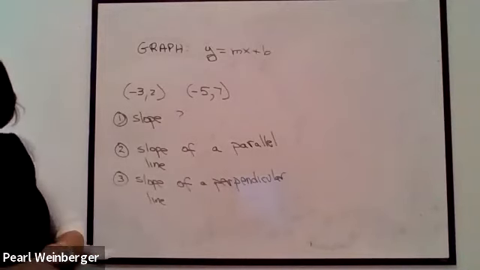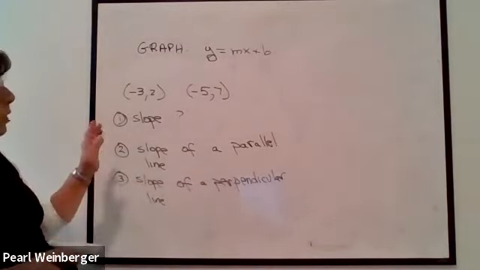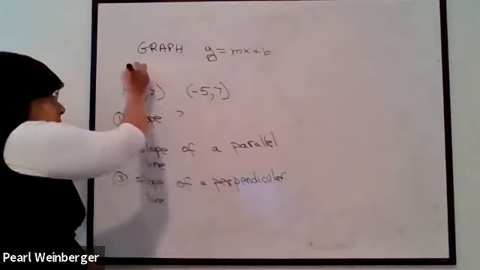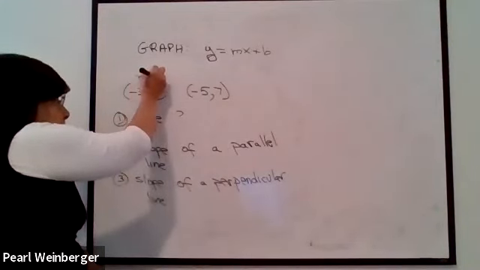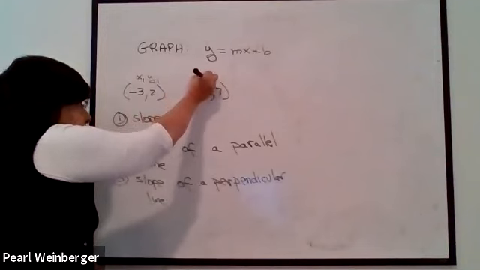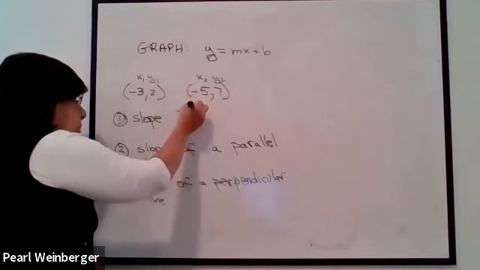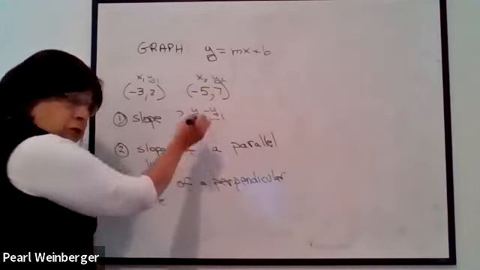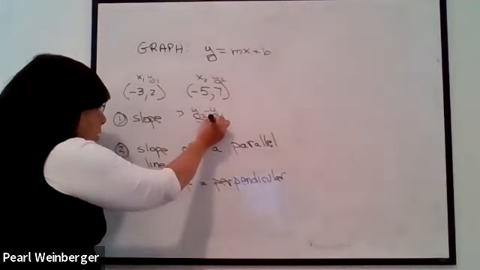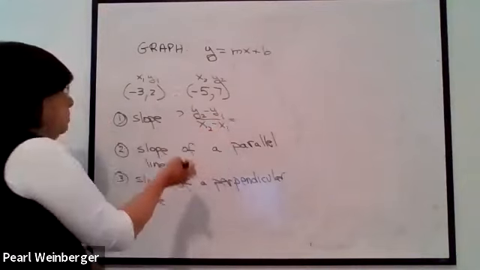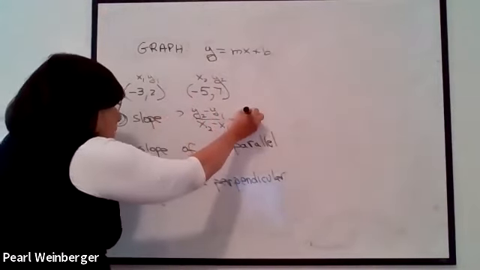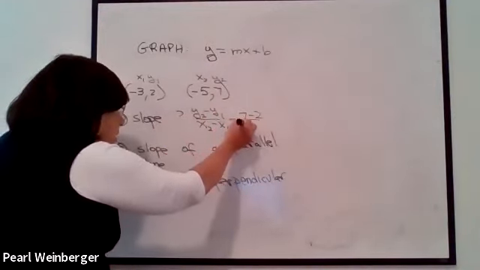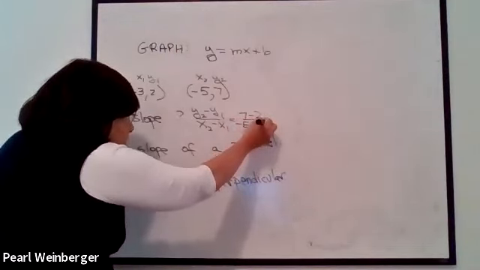Okay, let's do this together. I see we had at least one person answering. Let's first find the slope. Now remember, we label one point x1, y1, and one point x2, y2. And our slope is y2 minus y1 over x2 minus x1, which gives me 7 minus 2 on the numerator, and on the bottom, -5 minus -3.